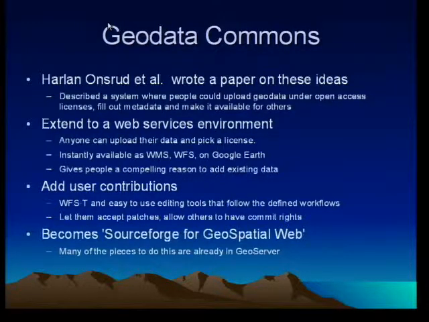Anyone uploads their data and picks a license, but you give people a compelling reason to upload it. Why should I put my shapefile up if no one's really going to use it? But if I can upload my shapefile and suddenly have it available on Google Earth and show it to my mom, I'm much more incentivized to upload it. And then you could add user contributions through WFS transactional, and let people decide the commit rights. Are they going to accept patch files? Are they going to let anyone edit it, make their workflows? And then it becomes a SourceForge for the geospatial web, with collaborative open projects on hosted environments.